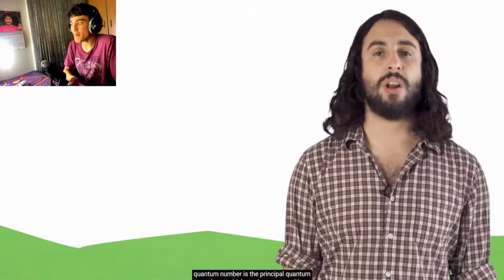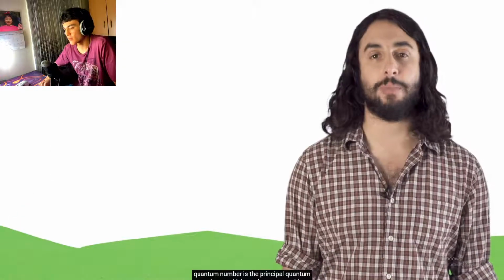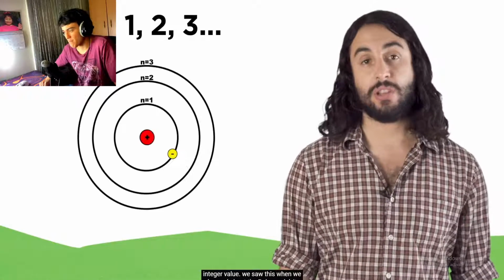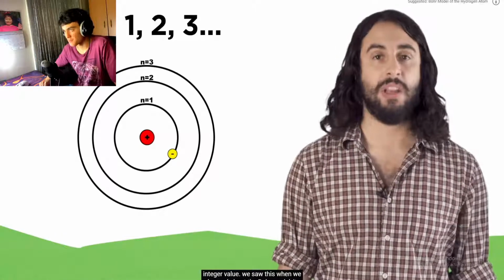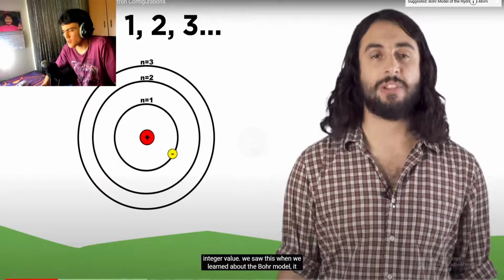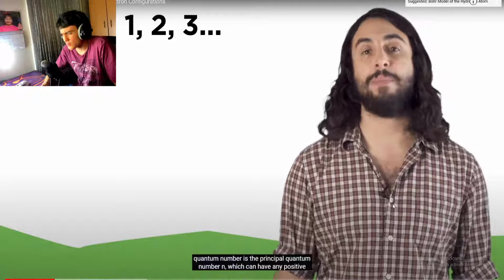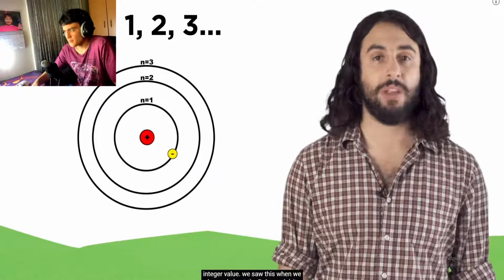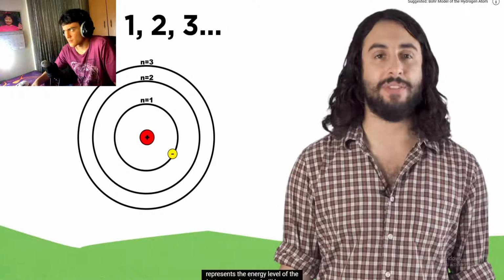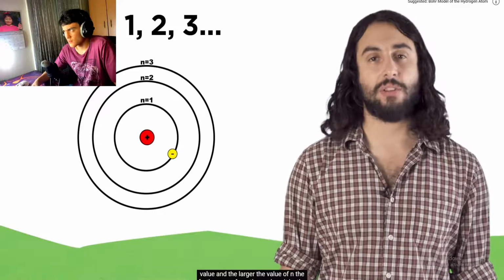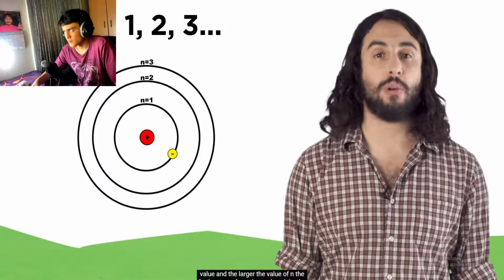The first quantum number is the principal quantum number n, which can have any positive integer value. We saw this when we learned about the Bohr model. It represents the energy level of the electron. Each orbital will have an n value, and the larger the value of n, the further away from the nucleus it is.